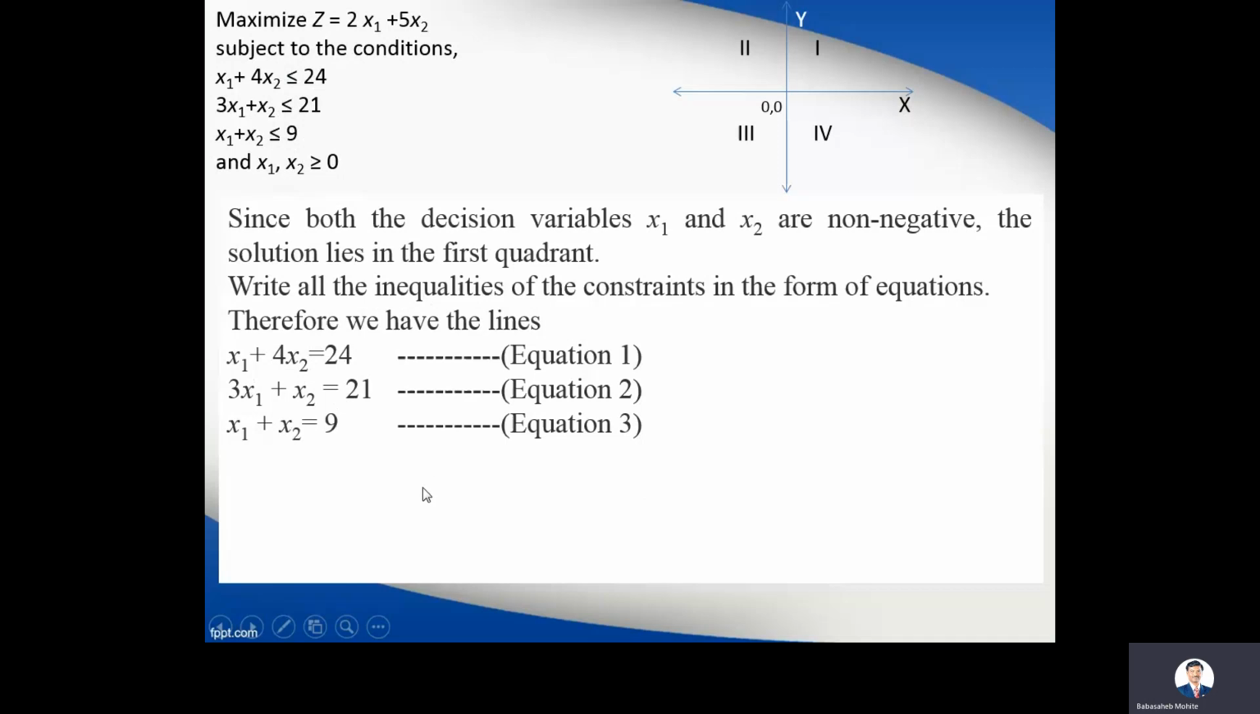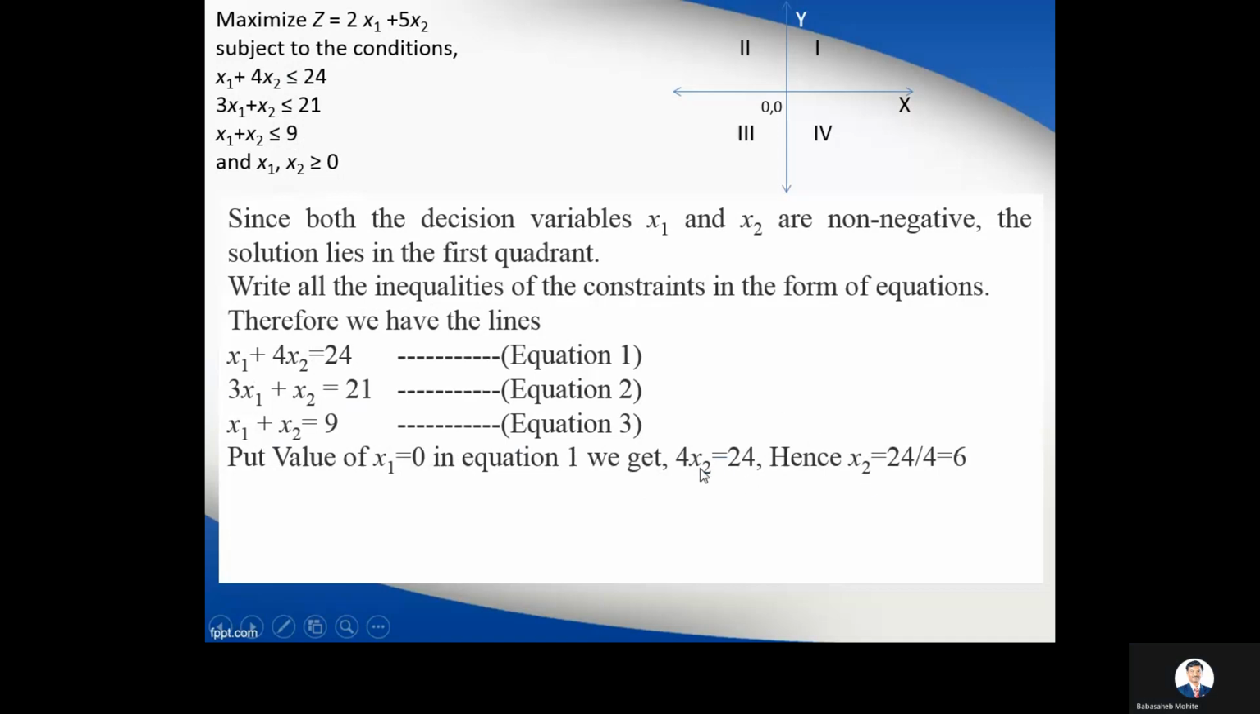So what I am assuming here, in the first equation, if I put the value of x1 equal to 0, then it is possible for me to identify the value of x2. Putting x1 equal to 0 in equation 1, we get 4x2 is equal to 24, because x1 is equal to 0. The 4 is the coefficient of x2, so I have to divide it to the right-hand side. So x2 is equal to 24 divided by 4, that is equal to 6. So when I put x1 equal to 0, I got x2 equal to 6.